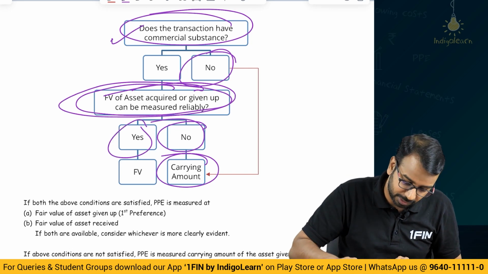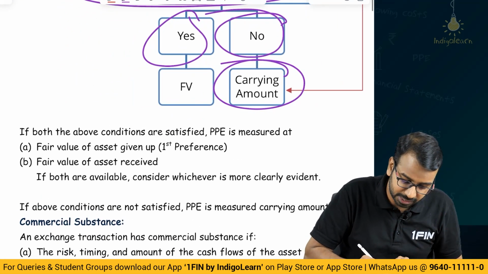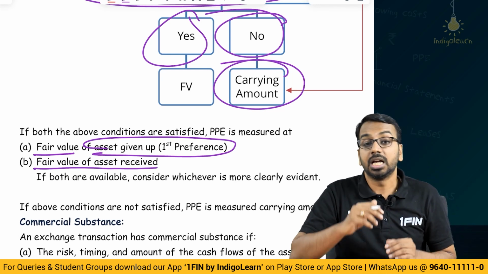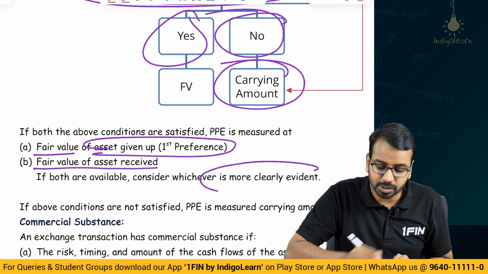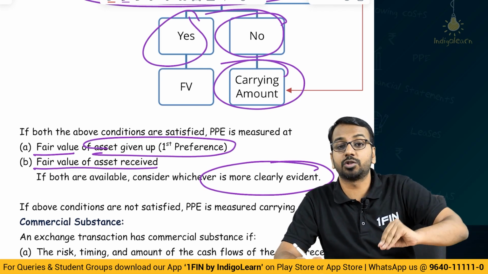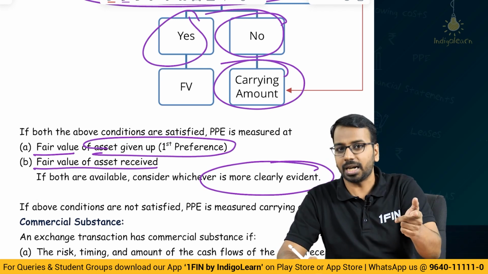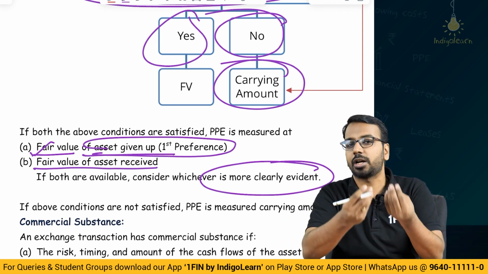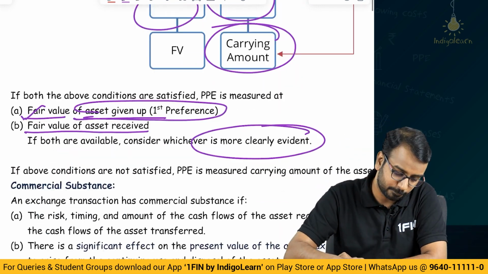But if fair value is available, then the first preference is the fair value of the asset given up or the fair value of the asset received. If both are available, take the one which is more clearly evident. So basically, finally the conclusion is take the one which is more clearly evident. So if both are evident, then the fair value of the asset given up is the first preference, because that is the amount you are actually paying to acquire the asset.